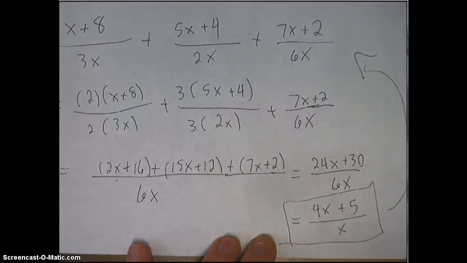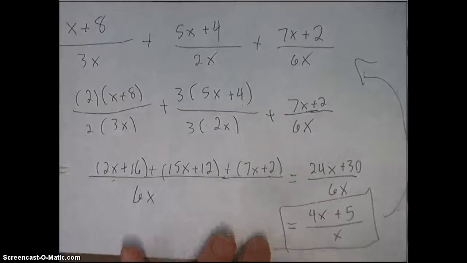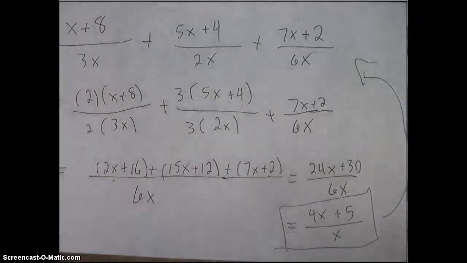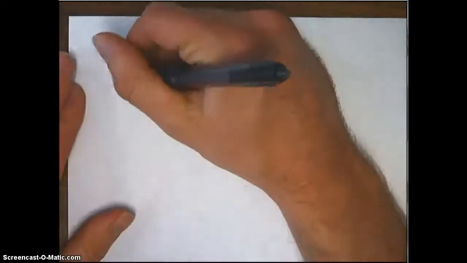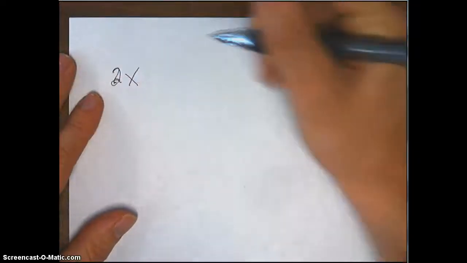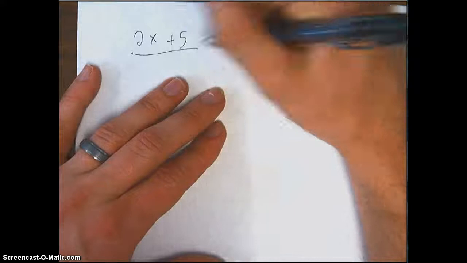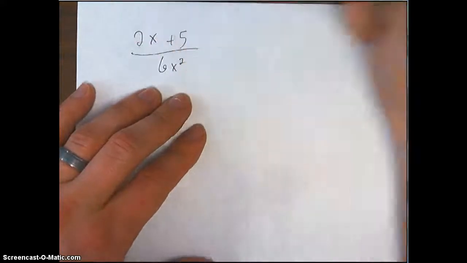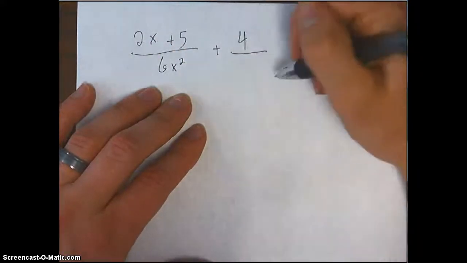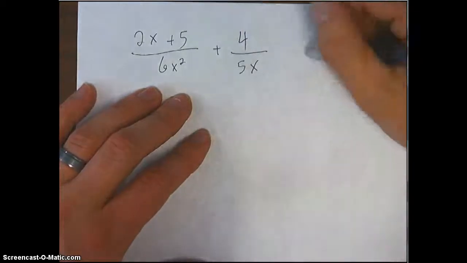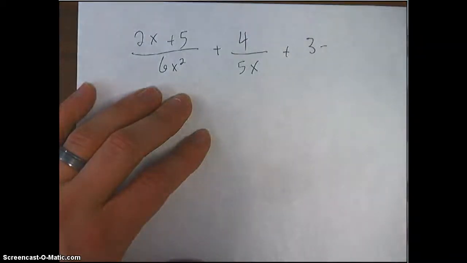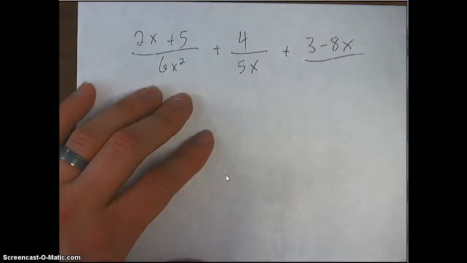Looks like I've got time for one more. Let's do something pretty challenging that might rack your brain a little bit. Let's make this the last one. 2x, start over, that was bad. 2x plus 5 over 6x squared plus 4 over 5x plus 3 minus 8x over 10x cubed.